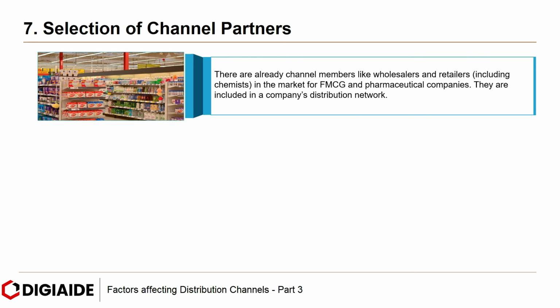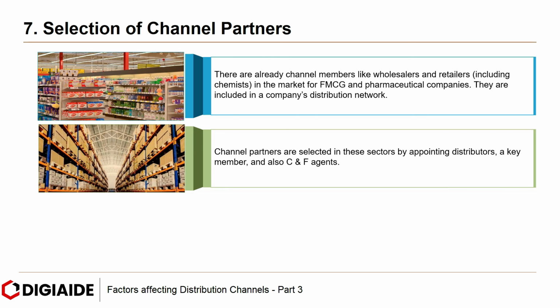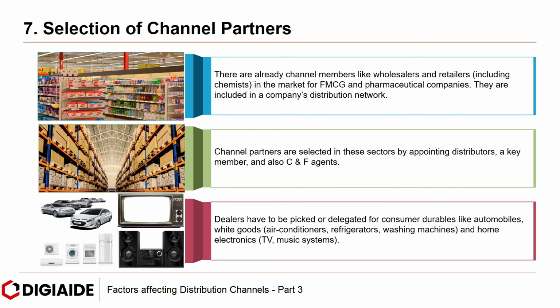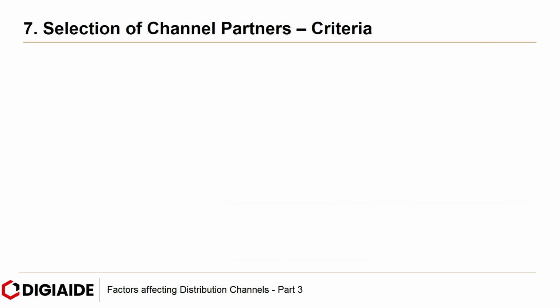There are already channel members like wholesalers and retailers in the market for FMCG and pharmaceutical companies. They are included in a company's distribution networks. Channel partners are also selected in these sectors by appointing distributors, a key member, and also CNF agents. Dealers have to be picked or delegated for consumer durables like automobiles, white goods, and home electronics.